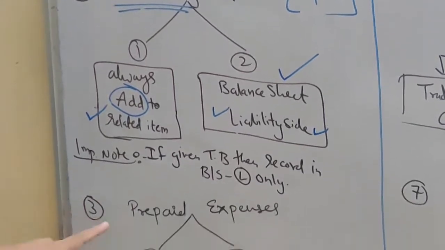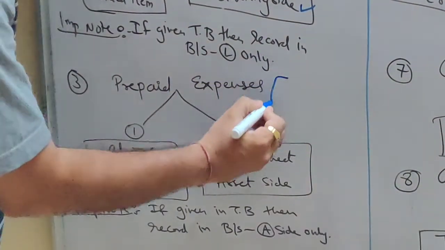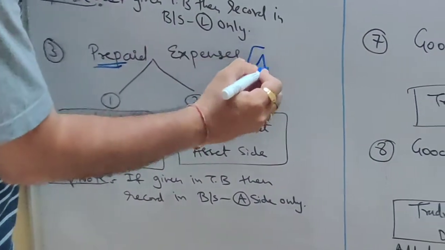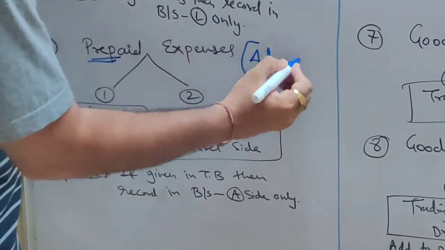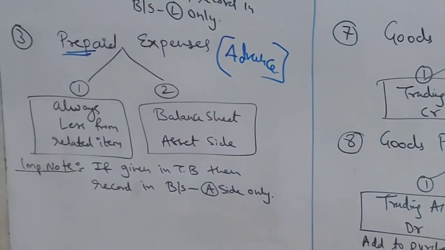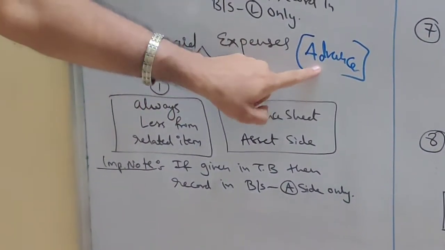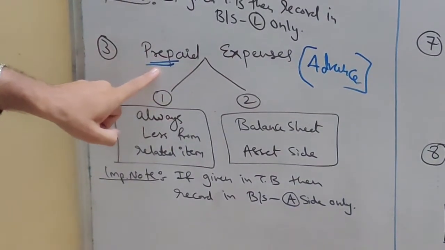Now third adjustment. Prepaid expenses. I also want to give you an alternative word for prepaid. Prepaid is also called advance. So if advance is given in the question, it means prepaid only, students.